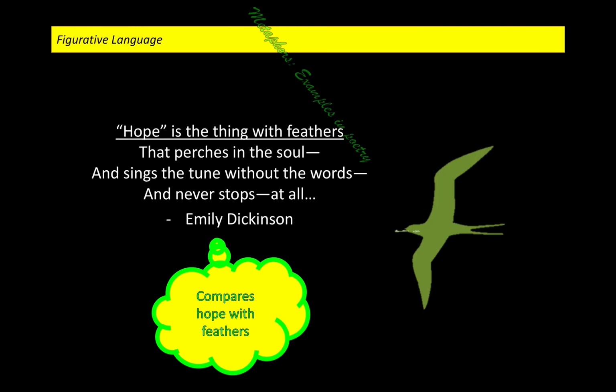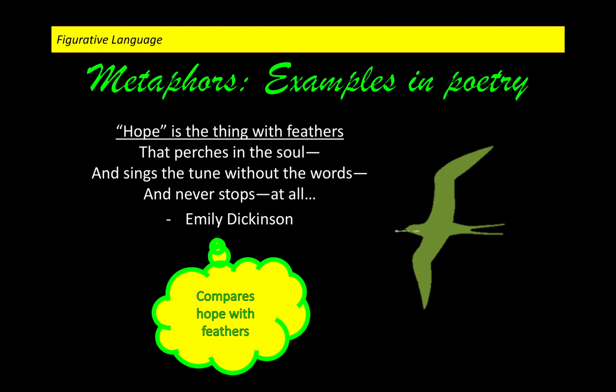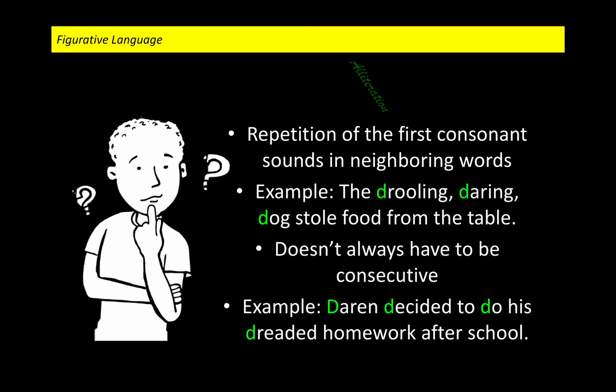All right, now we are going to move into some examples. "Hope is the thing with feathers that perches in the soul and sings the tune without the words and never stops at all." And that's by Emily Dickinson, awesome poet. This obviously is comparing hope to a bird. And so hope and a bird are two unlike things. They're not equal. But she's describing what hope feels like and how it acts. And she thinks hope kind of acts like a bird. All right, let's move on.